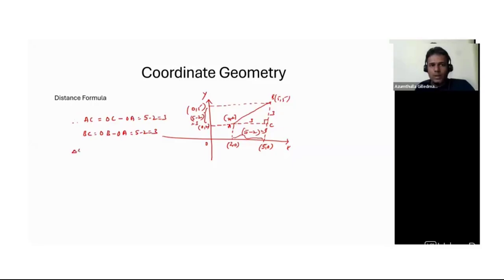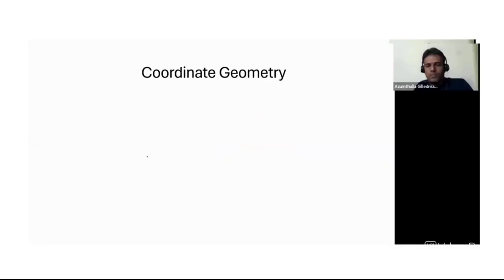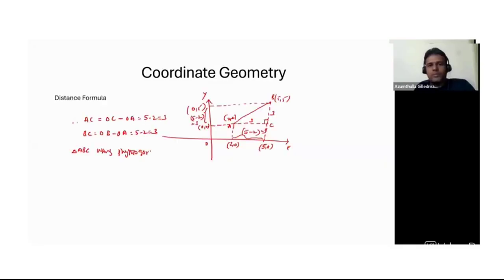Now, from delta ABC, using Pythagoras, what can we say? Using Pythagoras, we can say AB square equal to AC square plus BC square, right? Because AB is the hypotenuse here. Now I need to find AB. What is AC? AC is 3. So 3 square plus 3 square is AB square. Then AB is 9 plus 9, which is 18. So square root of 18.